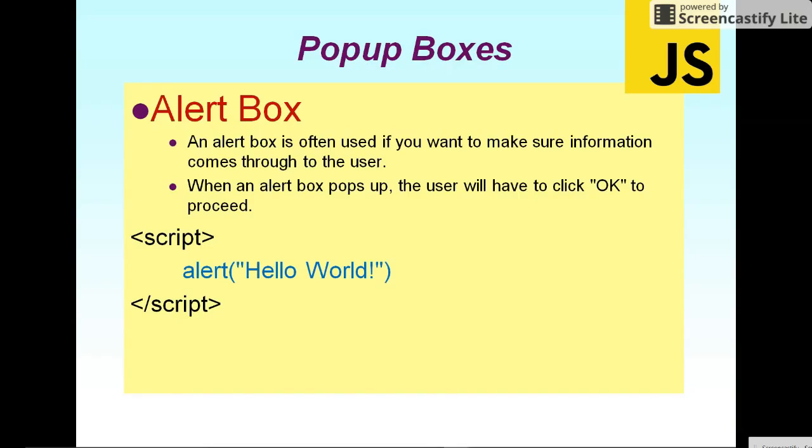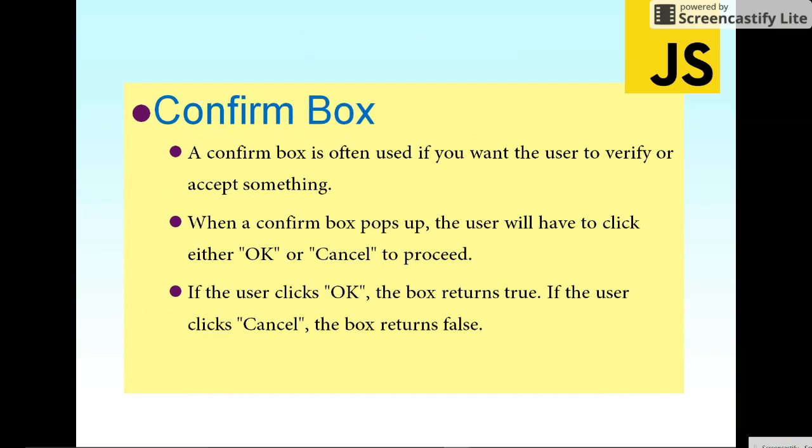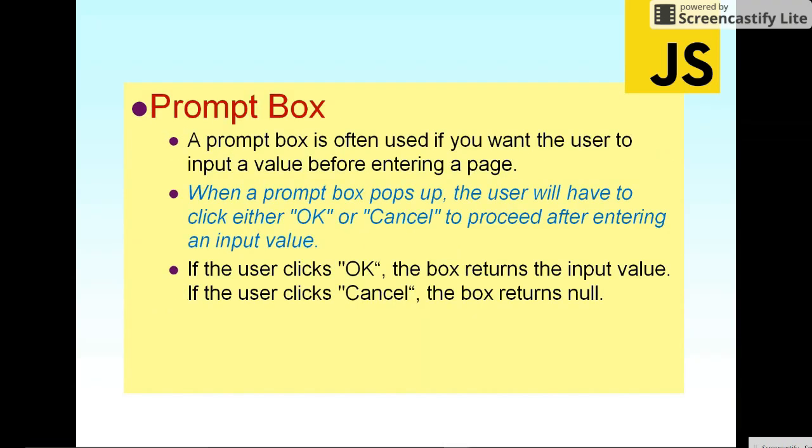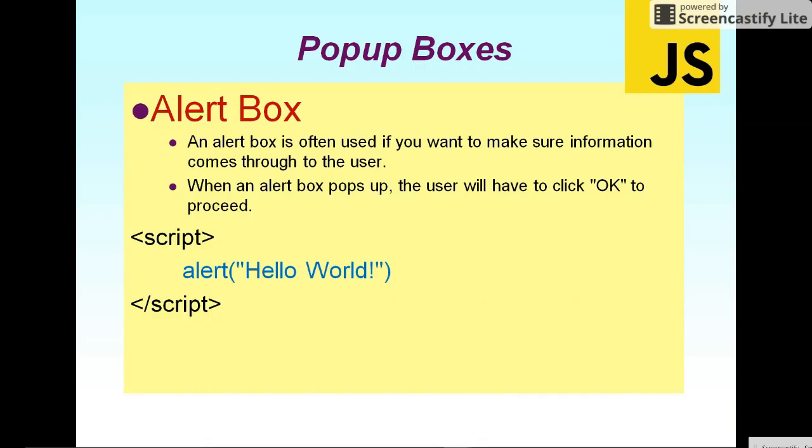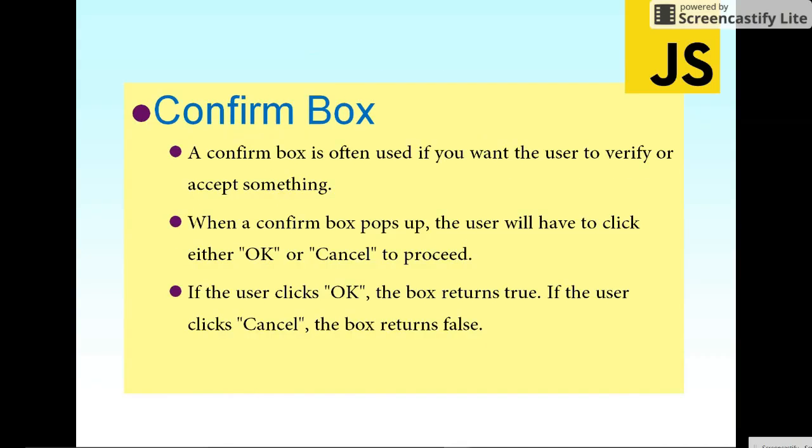So there are various pop-up boxes in JavaScript. One is the alert box, another is the confirm box, then there is the prompt box. So what are they? The alert box is often used when you want to make sure information comes through to the user. It simply alerts the user, comes to the screen as a pop-up. And when you click OK, then you can proceed. Like you can print, are you sure? Then the user clicks on OK, then it goes on further.